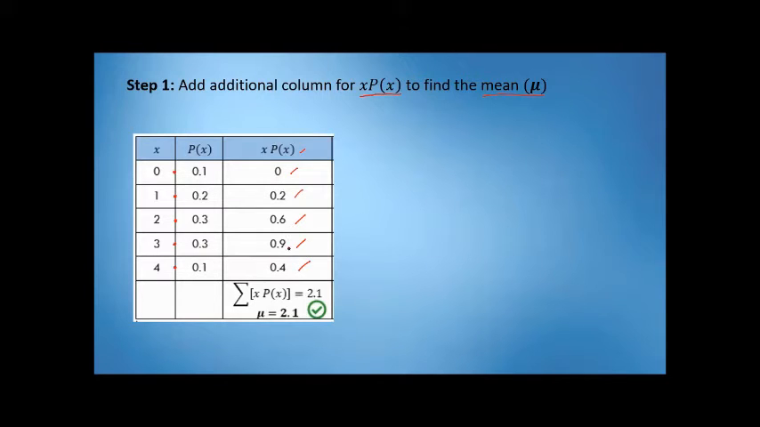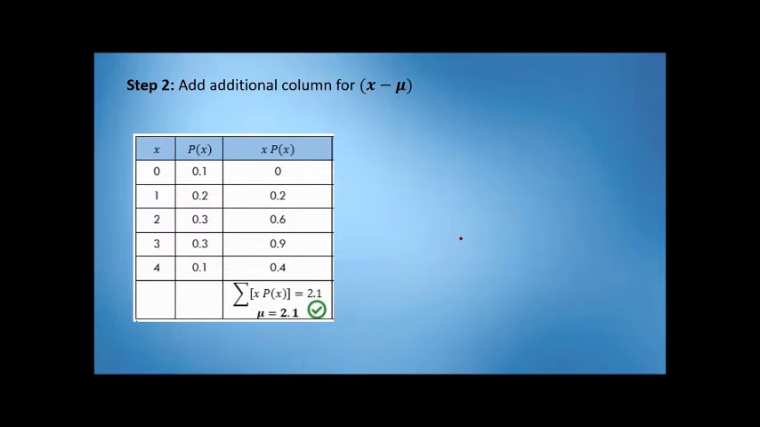Once we have the values of x times p of x, we just get the summation. We add everything downward, and the result is 2.1. That will be our mean or expected value, denoted as mu equals 2.1. We need this to compute the variance and standard deviation.